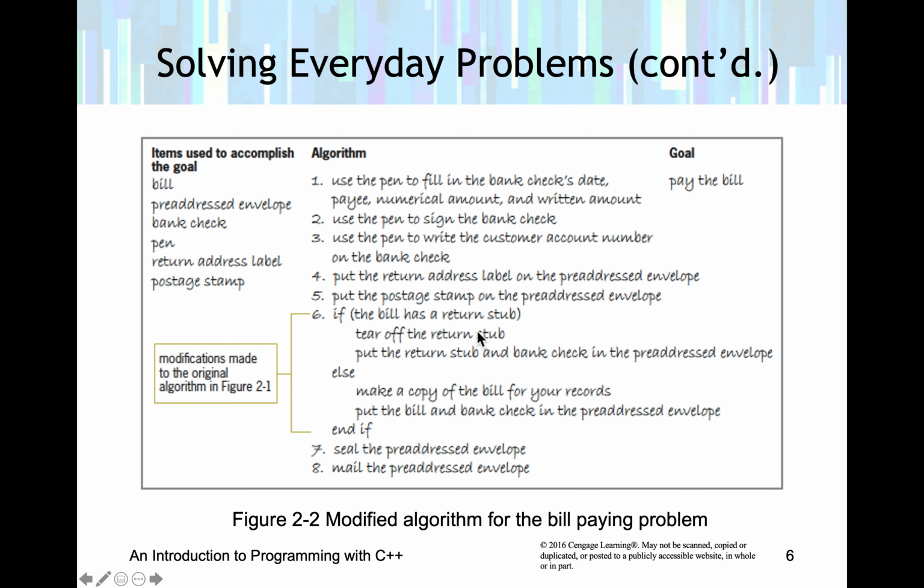Here they made a little modification to the original solution. So they put an if statement. It said if the bill has a return stub, tear off the return stub, blah, blah, blah. If not, make a copy of the bill for your records, so on and so forth. So they added an if-else statement in this algorithm.